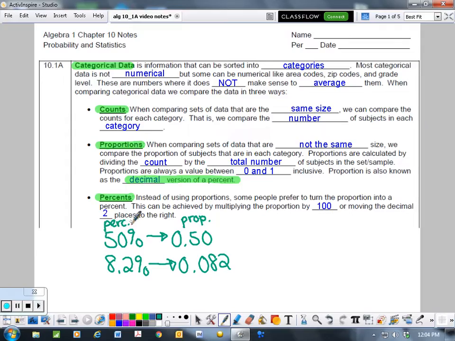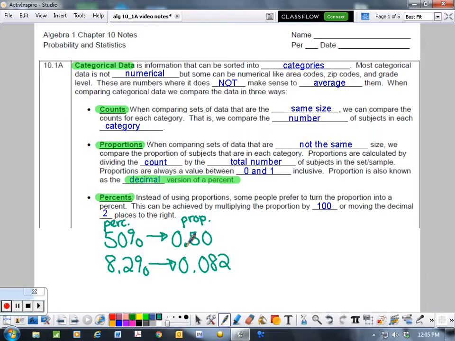Now, that's our last thing, is percent. So instead of using proportions, some people prefer to turn the proportion into a percent. Mathematicians aren't really big on percents because you can't do mathematical calculations with percents. You can only do mathematical calculations with proportions. So typically, we write everything as a proportion, but we think in our head, oh, 0.5 is really just 50%. And so we mentally think about it as a percent, but we always usually write it as a proportion.